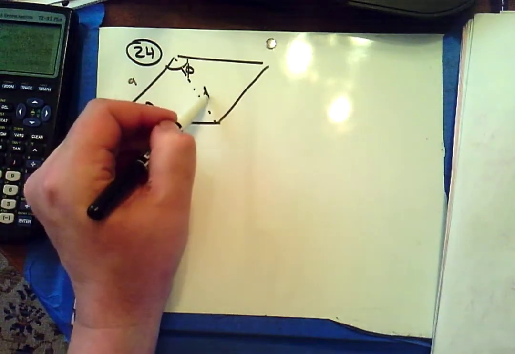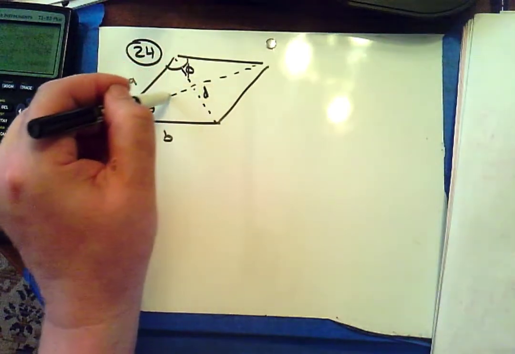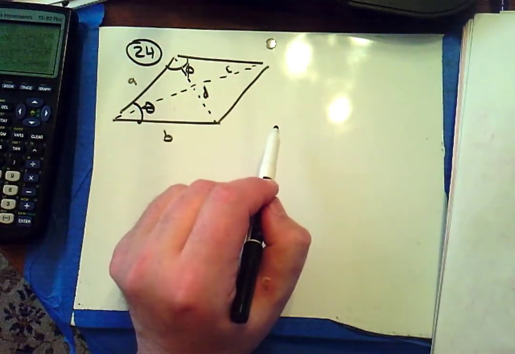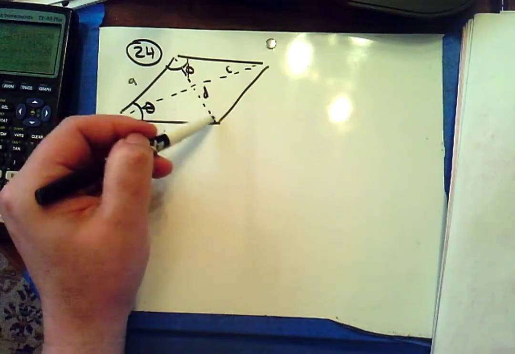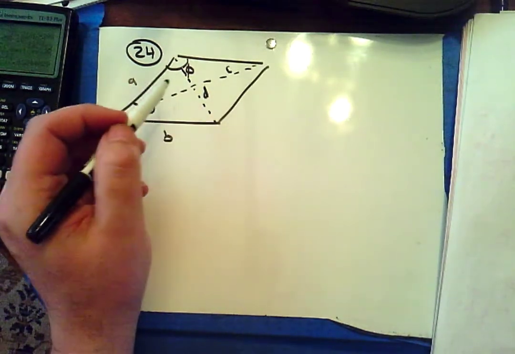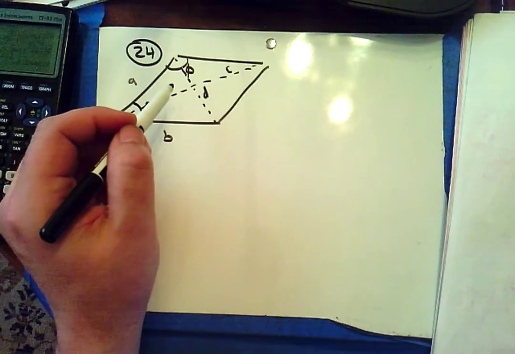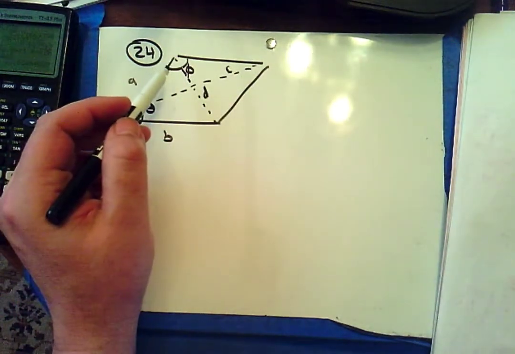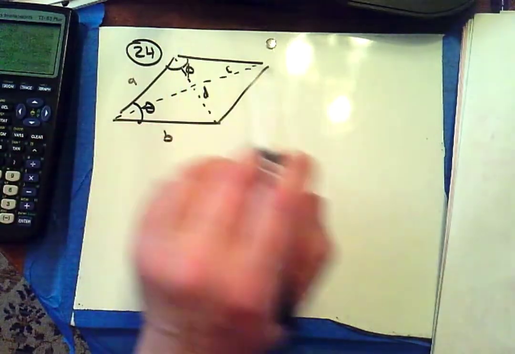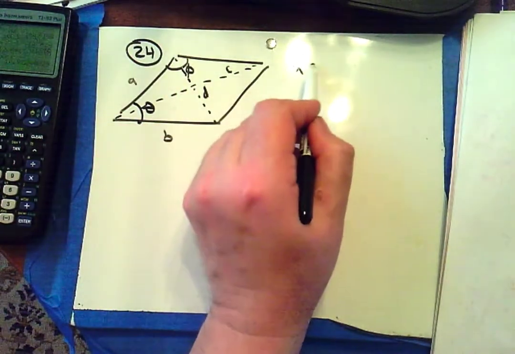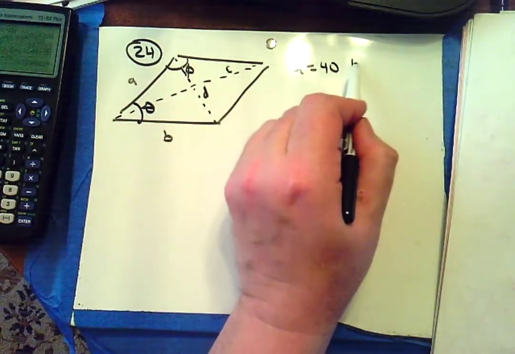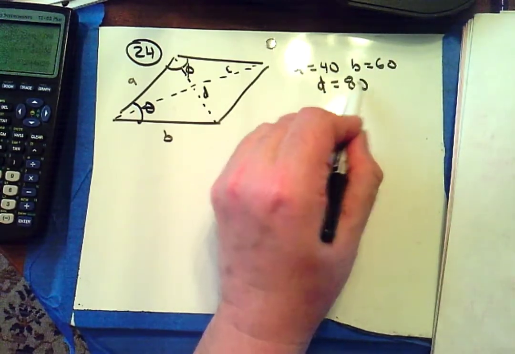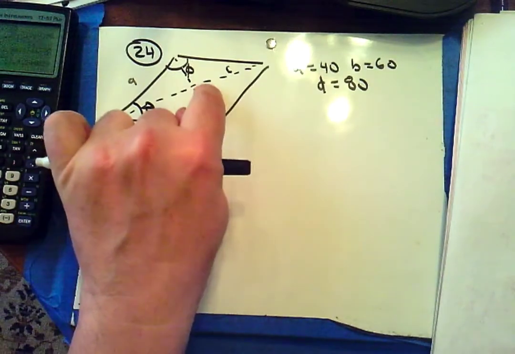This one was D, and this one was C. So when they give us a C value or a D value, it's not just this piece, it's the whole diagonal. And we talked about in the video for assignment 59 that the diagonals of a parallelogram bisect each other. So in our problem, where A is 40, B is 60, and D is 80, let's put what we know in.